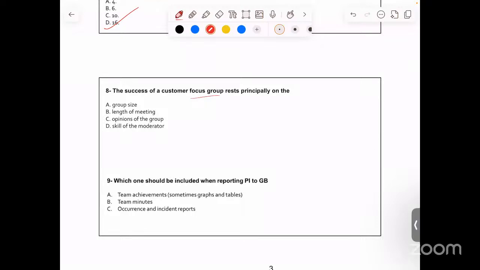Skill of the moderator. Very good. Radha, it's skill of the moderator, my dear, because this is the key factor. Because the skill of the moderator, their ability to facilitate discussion effectively, determines the study outcome. Okay? Don't forget skill of the moderator.